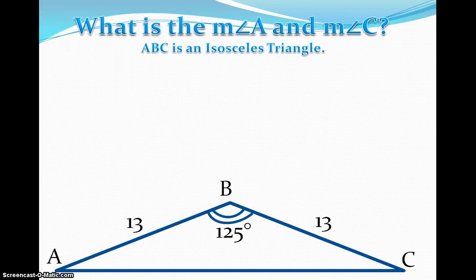Based off of that theorem, if I know that the sides are equal, then I should know that the angles are equal. And so if I'm going to ask you what is the measure of angle A and the measure of angle C, you're going to know that because it's an isosceles triangle, because here's 13 and here's 13, both A and C are going to be equal to each other. Now, how would I figure out what that actual measurement is?